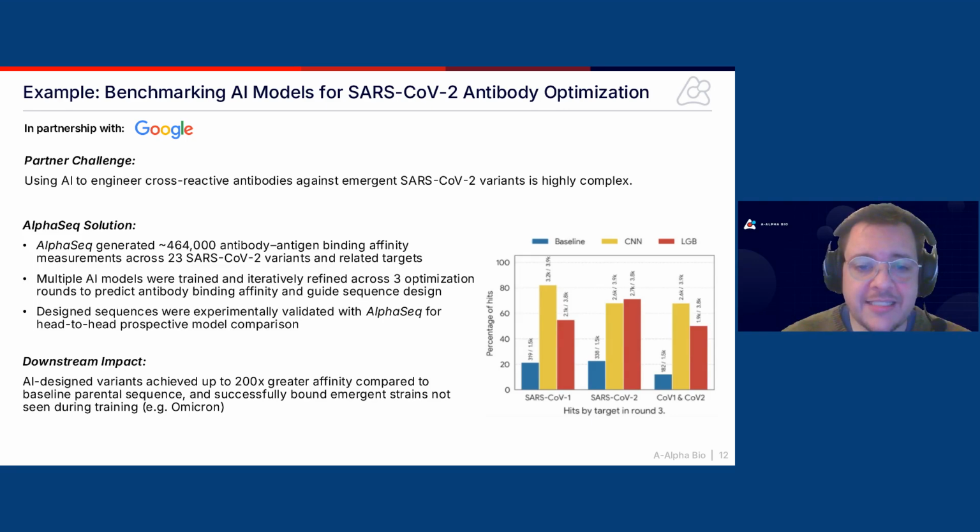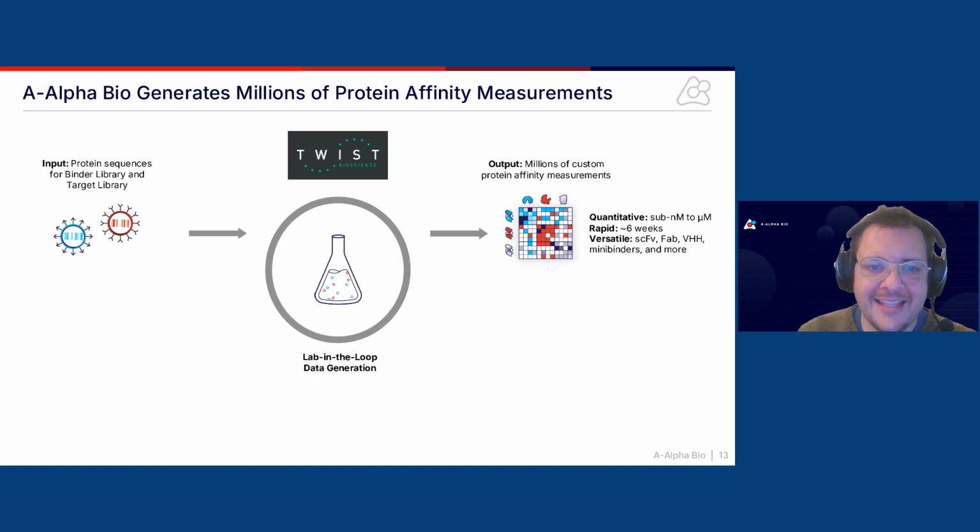And one critical application of the assay here was to actually do that model training and optimization a few different ways and directly and prospectively test which ML models were more effective, by using the assay to test tens of thousands of designs across different AI models and then prospectively assess success rates. By doing this, and over several rounds of iteration, the AI-designed variants managed to achieve up to 200-fold increase in affinity compared to the baseline parental, and even got some that bound emergent strains that hadn't even been seen during training. The Omicron strain in particular is one that really ablated binding to that parental biologic, but not the AI-designed version. And again, all of this is powered by lab-in-the-loop data generation and Twist DNA libraries that allow us to get millions of affinity measurements at a time.